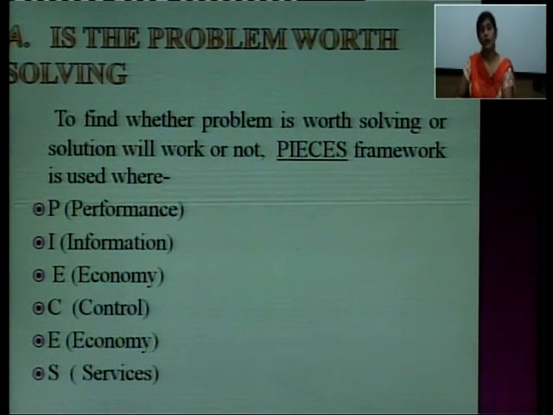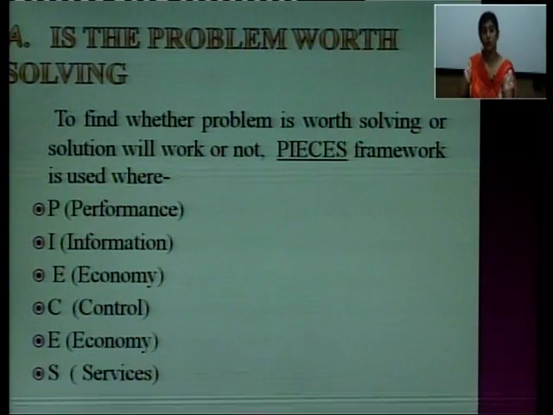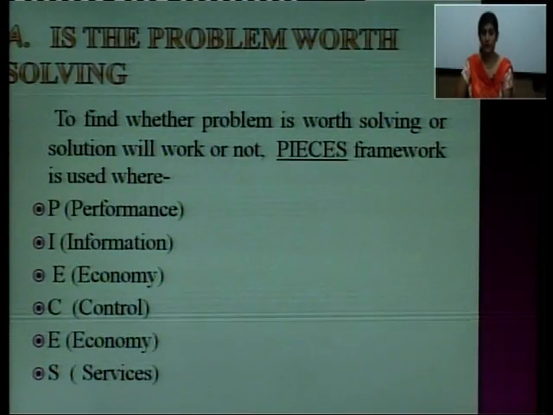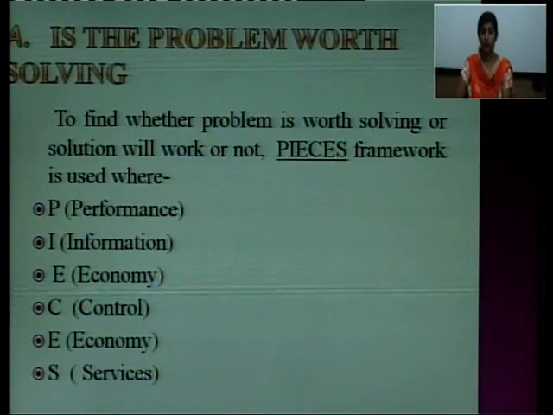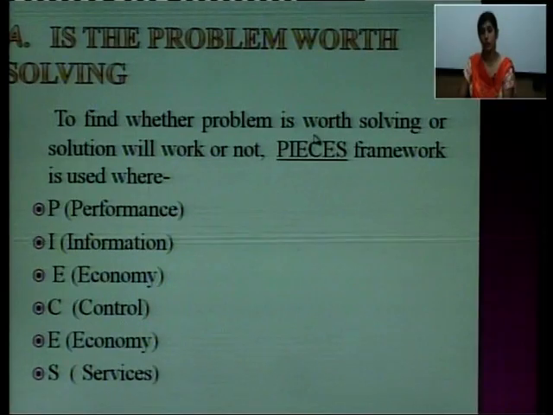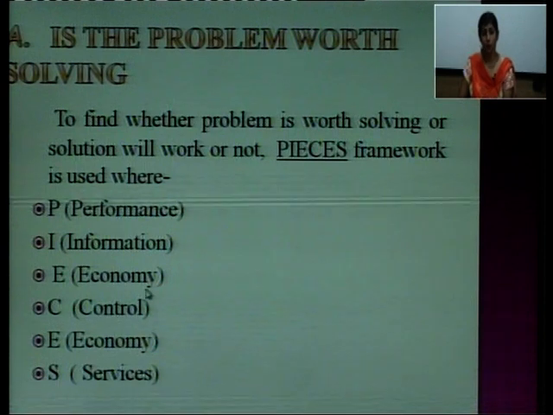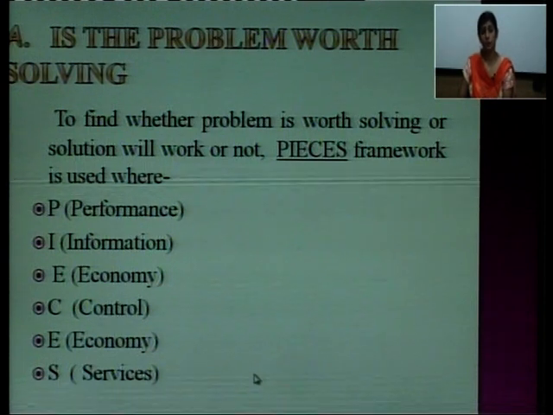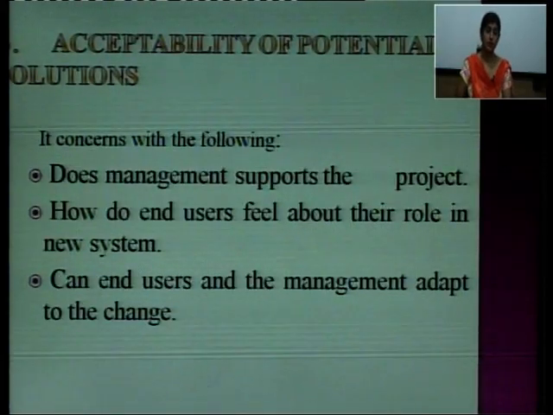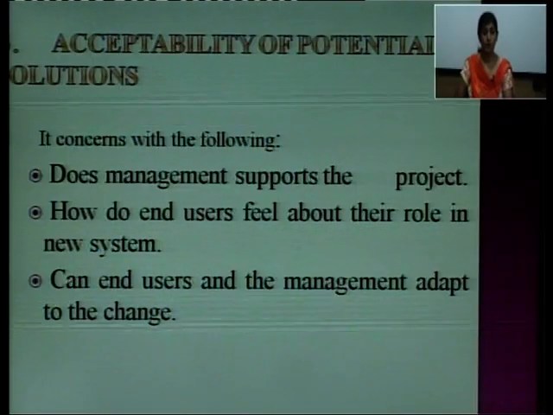Now, next is the problem worth solving? Means to find whether the problem is worth solving or the solution will work or not, we decide a PIECES framework. PIECES framework includes P for performance, I for information, E for economy, C for control, again E for efficiency, and S for services. Means that if the problem occurs, which type of solution should be there, we decide on the PIECES framework, that is performance of the system, information that we have collected, economy, and control and the services that we provide on that system.